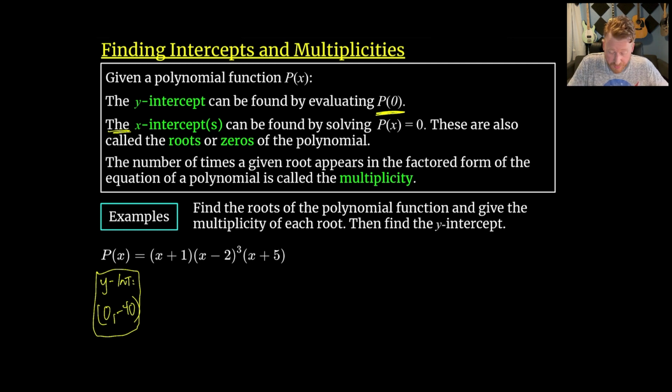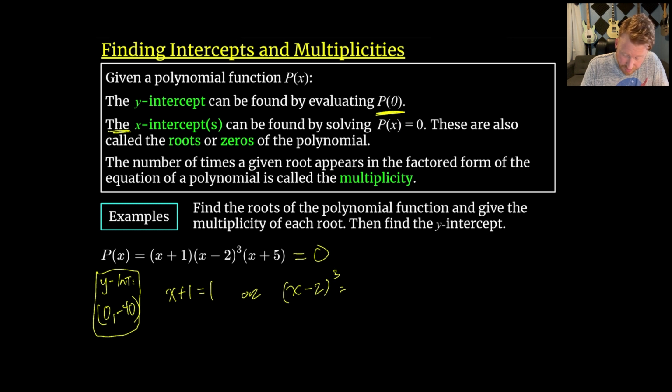As we saw on that previous page, this is where all of the outputs are 0, and we need to figure out which input gave us that output of 0. We'll do that by taking our polynomial and setting it equal to 0. Since this is already factored, we can solve each piece individually. So this says either x plus 1 equals 0, or x minus 2 cubed equals 0, or x plus 5 equals 0. Oops, this one should have been 0. So x plus 1 equals 0 to start with, not x plus 1 equals 1. X plus 1 equals 0.